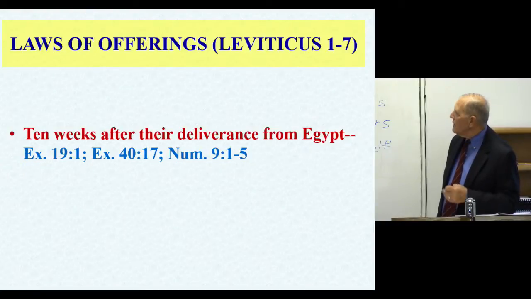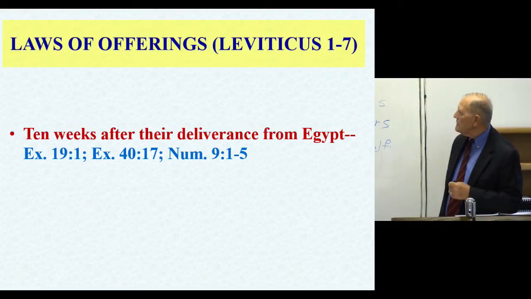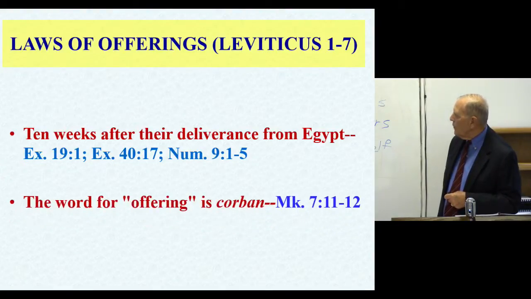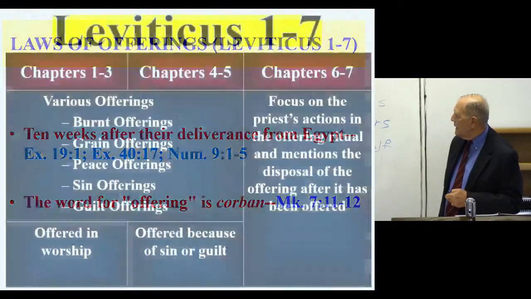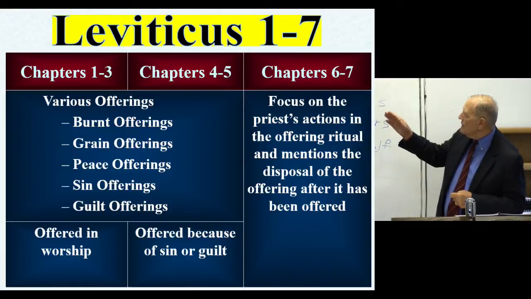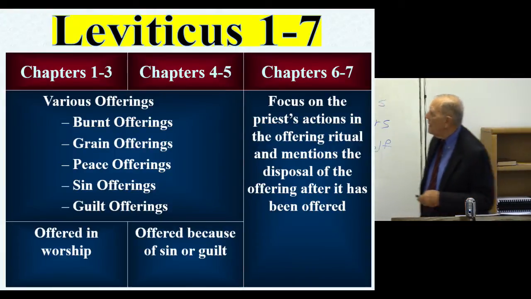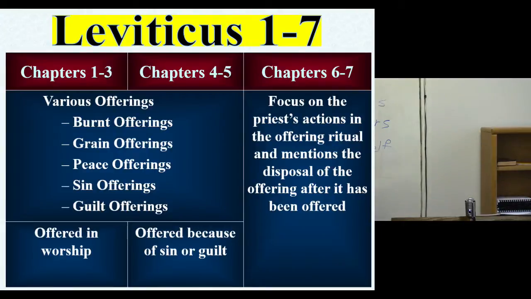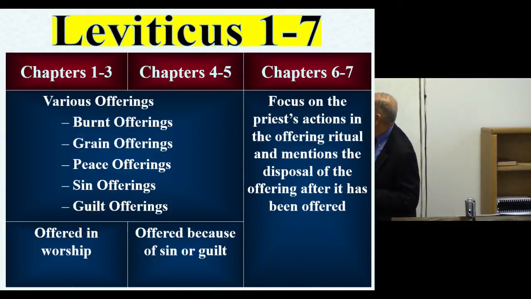So, laws of offering, as I mentioned, Leviticus 1-7. 10 weeks after their deliverance from Egypt, and those are the scriptures we looked at. The word for offering is korban, and Leviticus chapters 1-7. Chapters 1-3 and chapters 4-5, we had these offerings here: burnt offerings, grain offerings, peace offerings, sin offerings, and guilt offerings. They were offered in worship, and they were offered because of sin or guilt. And then in chapters 6 and 7, we focus on the priest's action in the offering ritual and it mentions the disposal of the offering after it has been offered.